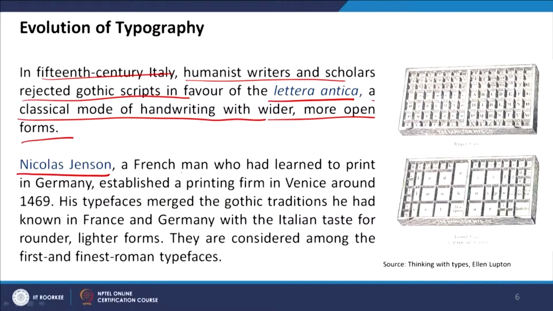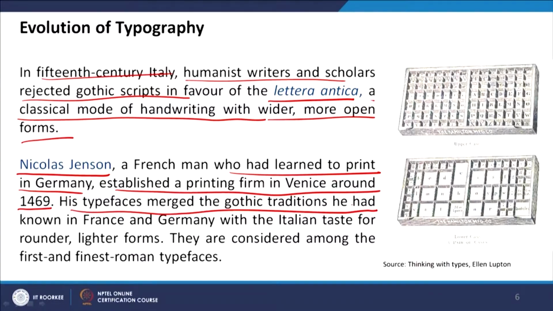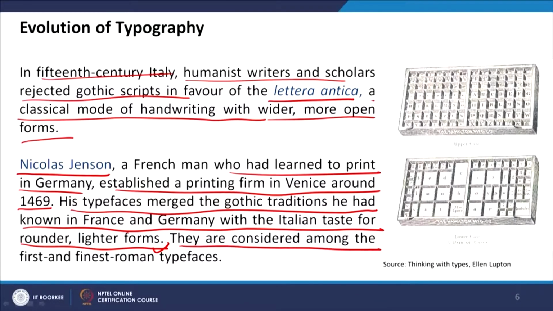So Nicolas Jenson, a Frenchman who had learned to print in Germany, established a printing firm in Venice around 1469. His typeface merged the Gothic traditions he had known in France and Germany with the Italian taste for rounder, lighter forms, which is essentially minimalist. So from Gothic, a more Italian style, which is more minimalist, is coming into the picture. They are considered among the first and finest Roman typefaces.